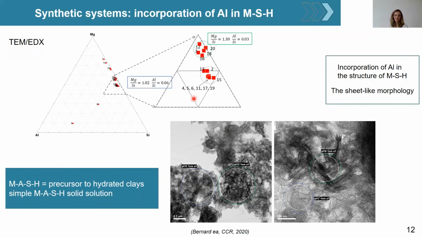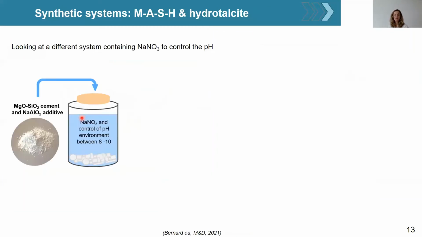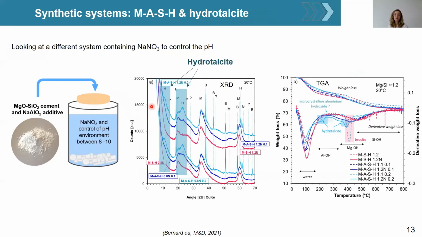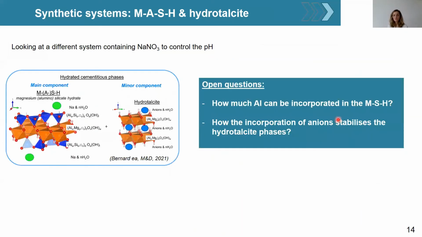But clearly, a lot of work is still missing on that topic, because here, for example, we worked with a very simple system. But then when we add a bit of sodium nitrate and try to control the pH a bit lower, you can see that we actually observe the presence of hydrotalcite and even a bit of aluminum hydroxide. In that case, we were not really sure if aluminum was incorporated in M-S-H. So there's still a lot of open questions as to how much aluminum can be incorporated in M-S-H, and also what type of anion can be incorporated in hydrotalcite.